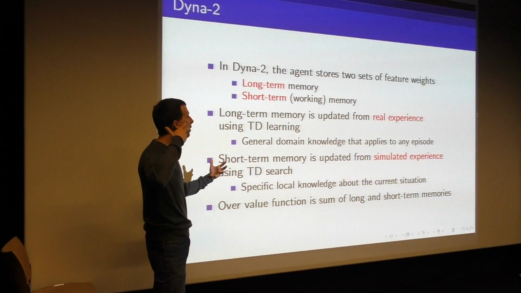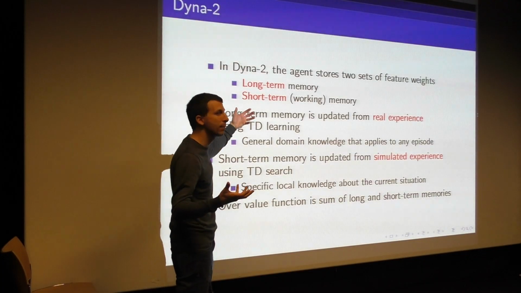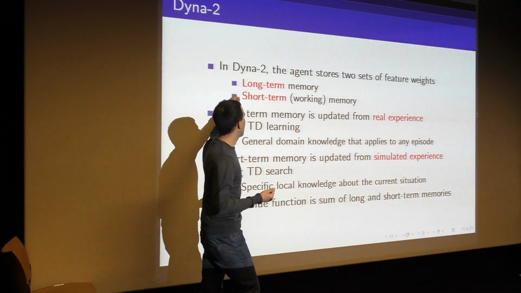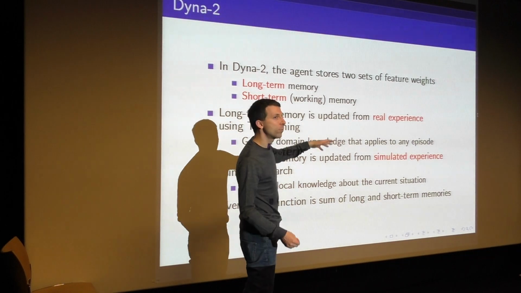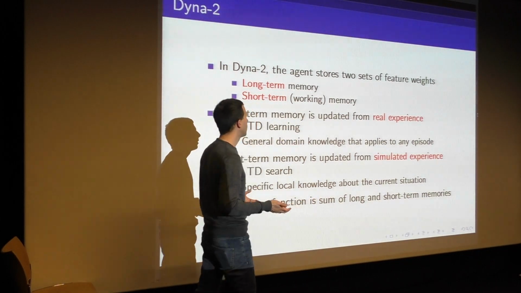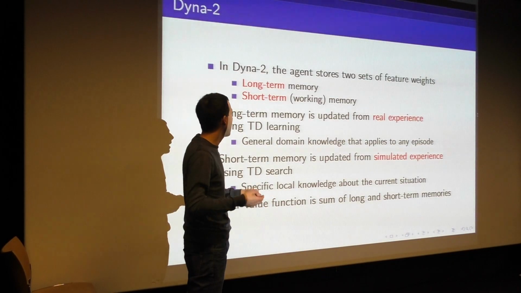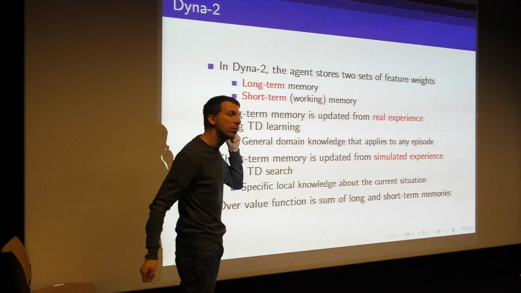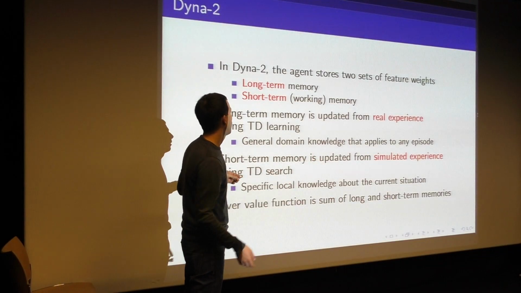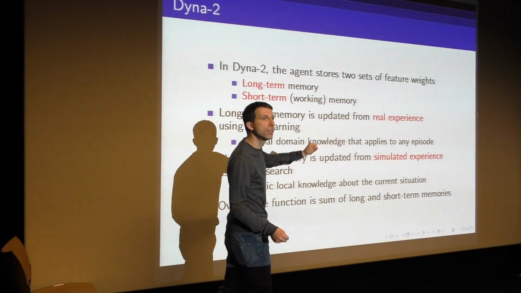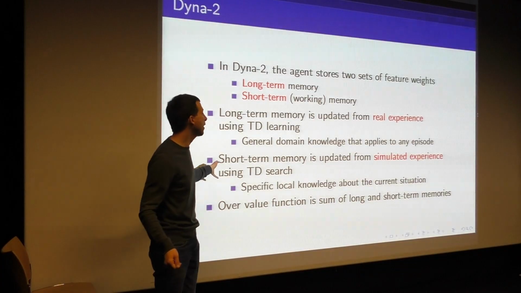You can think of these as a long-term memory and a short-term memory, or a working memory. It basically updates its long-term memory from real experience. So it's got one value function, one saying how good things are when you really experience them, which is kind of the general domain knowledge. And you also have some short-term memory.